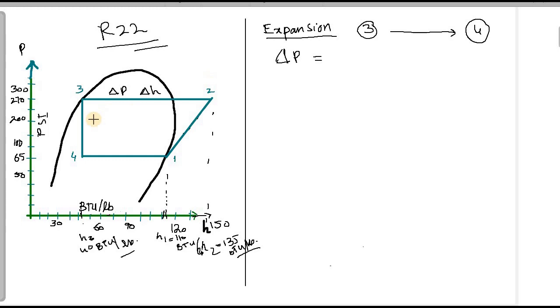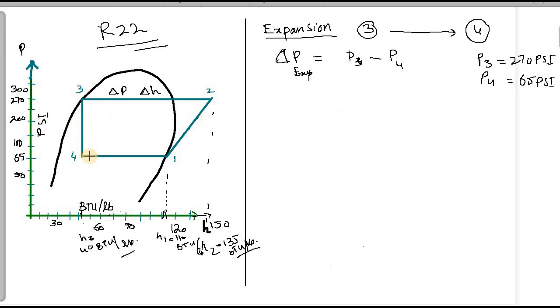So here the delta P in expansion will be equal to P3 minus P4, while the value of P3 is 270 psi. P3 is equal to 270 psi, while the value of P4 here is 65. P4 is equal to 65 psi.